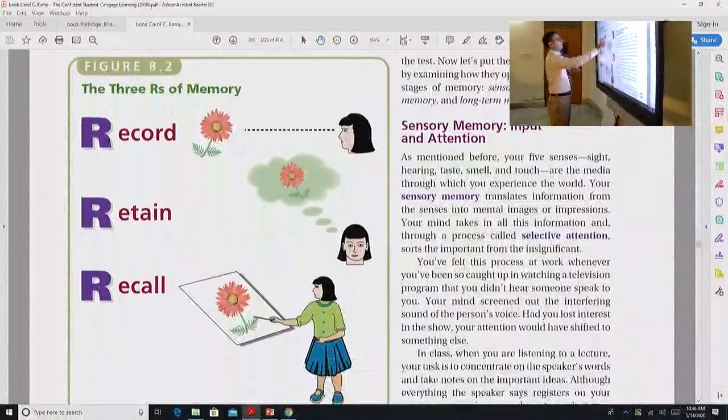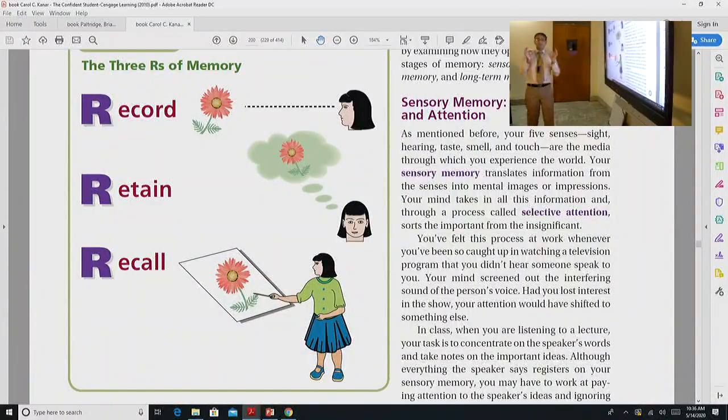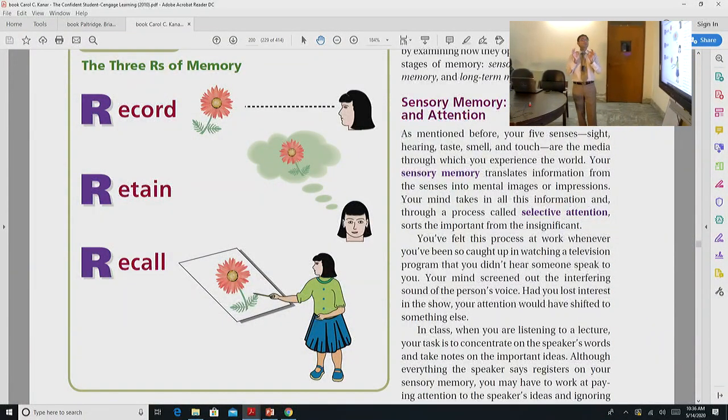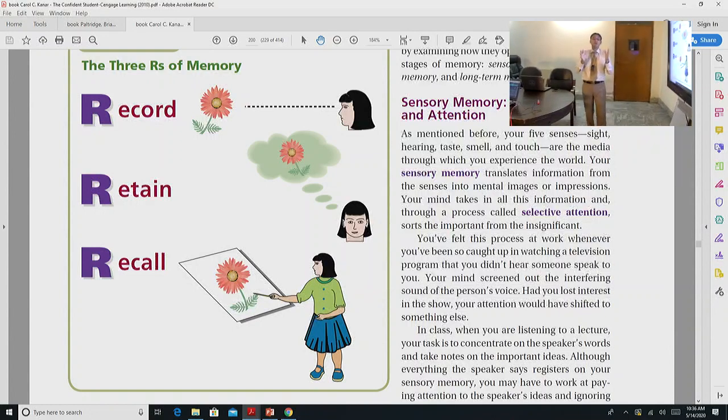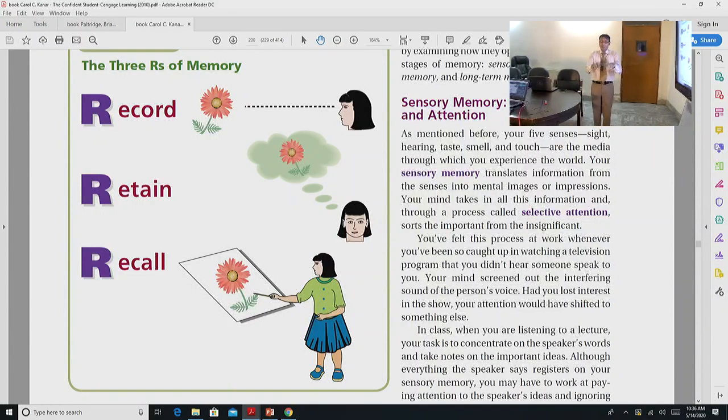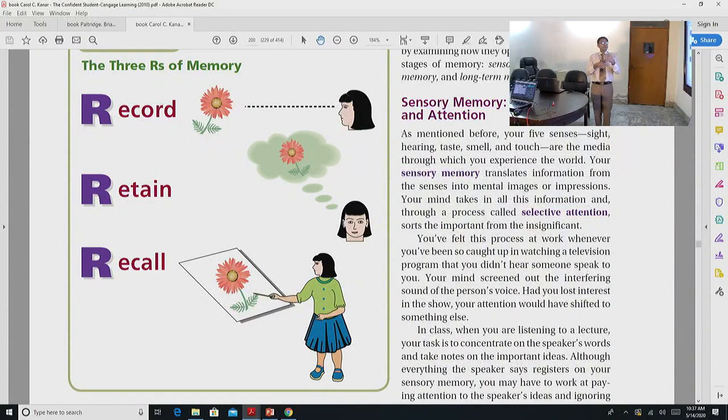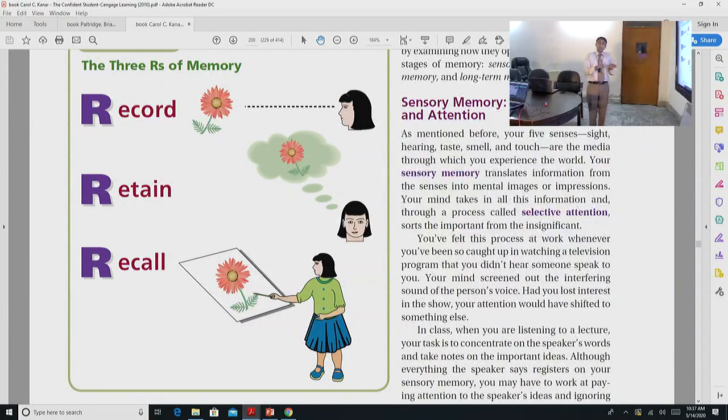Let me show you this diagram as well. Record: first of all, the very first thing we human beings do is that we record. And how can we record? We will have to pay attention. And how can we pay attention? We will have to eliminate distractions. How can we eliminate distractions? We will have to choose a place where there is no noise, where there are no distractions. Nobody is creating noise, nobody is listening to music, nobody is watching television, and you are sitting comfortably and concentrating. So when you are concentrating, you are recording.